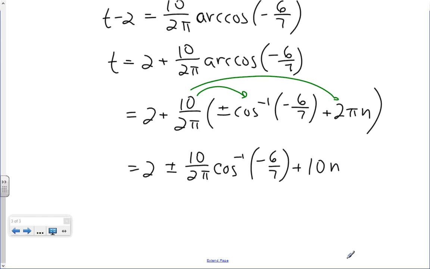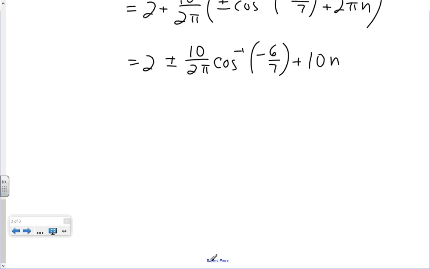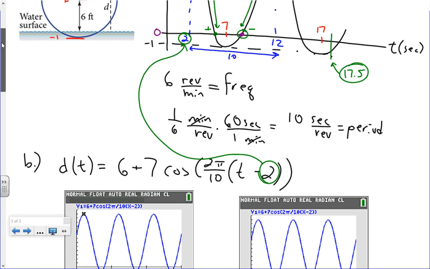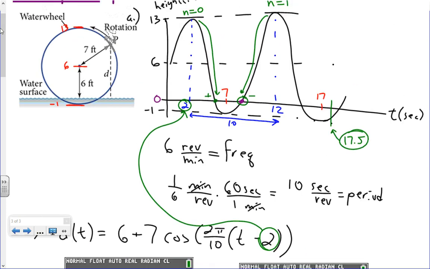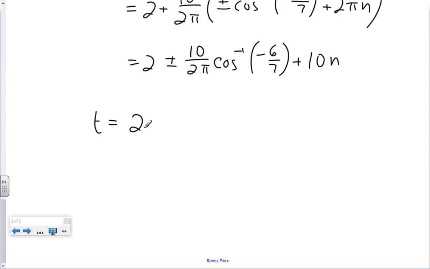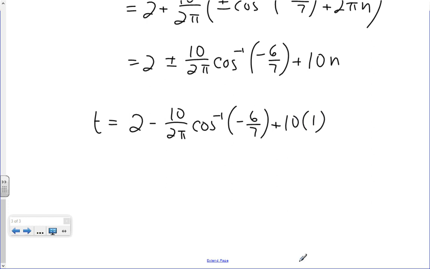Again, the significance of the 10n: the 10 is the period of this function. That's what we should always end up with here when we solve this algebraically. And we've already figured out the right solution here, so I don't necessarily need to write this in piecewise form. I can just simply write down the solution we said. From up above, the one solution we're looking for, that's one right there in purple that we got. n is 1, and we're going to use the minus from our cosine inverse there. So we are going to have 2 minus 10 over 2 pi cosine inverse of a negative 6 over 7 plus 10 times 1 is the one solution we're looking for.